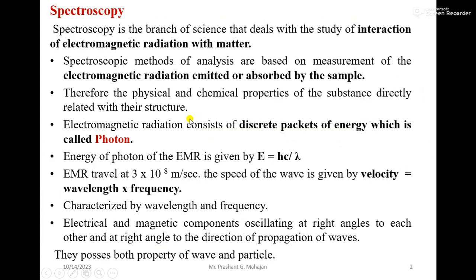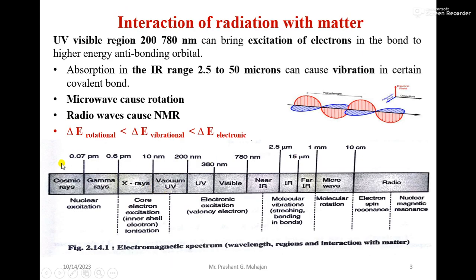You can see E is inversely proportional to the wavelength λ. That means from this direction, as lambda increases, energy decreases. So you can see ΔE rotational is less than ΔE vibrational, which is less than ΔE electronic. This is ΔE rotational, this is ΔE vibrational, and this is ΔE electronic excitation. So energy is inversely proportional to the lambda max.